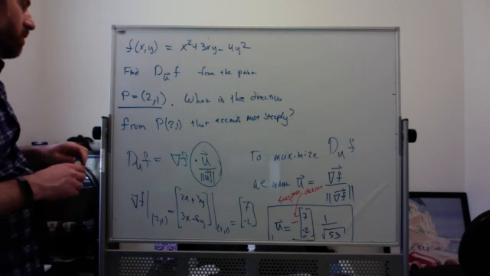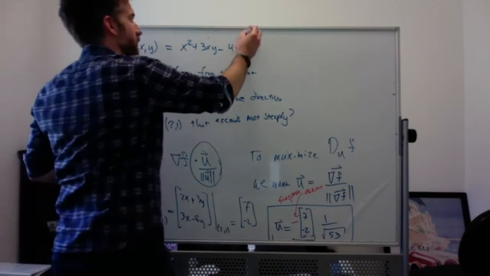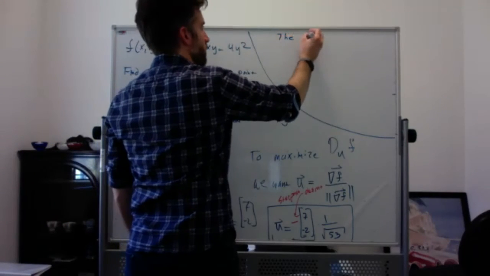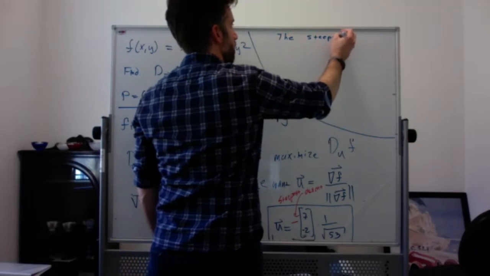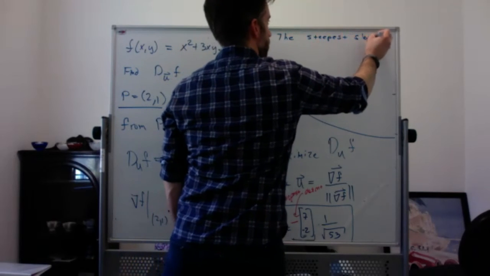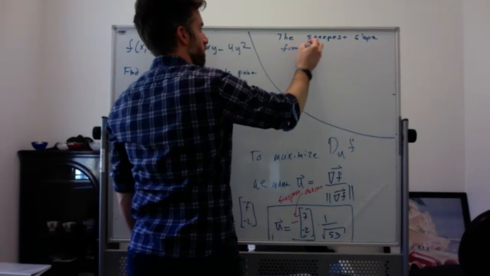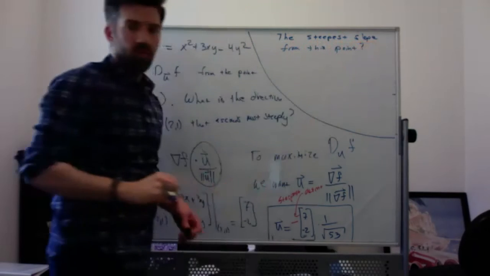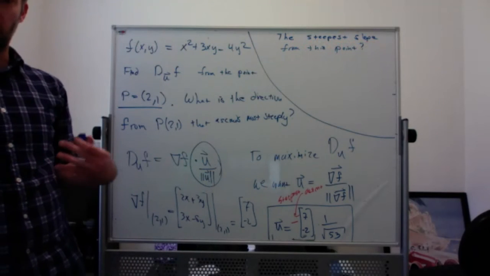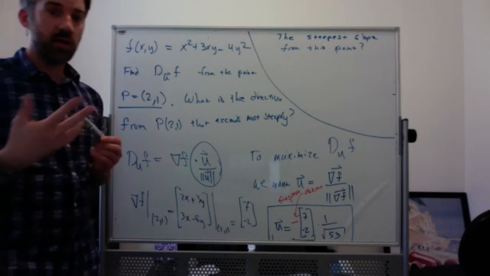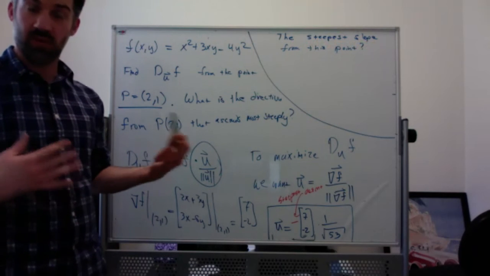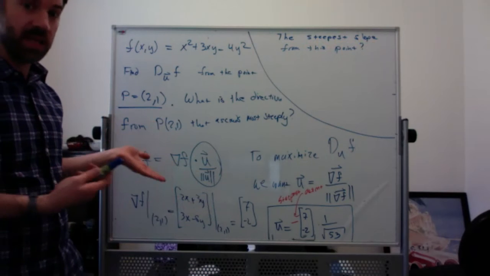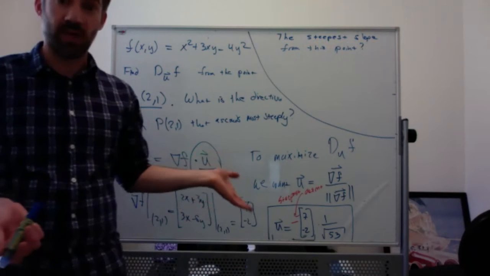Another thing worth noting here is, what's the steepest slope from this point? Well, that should be easy to calculate now that we know the following. We know how to calculate slope. It's just the directional derivative. And we know that the direction of steepest ascent is the direction of the gradient.